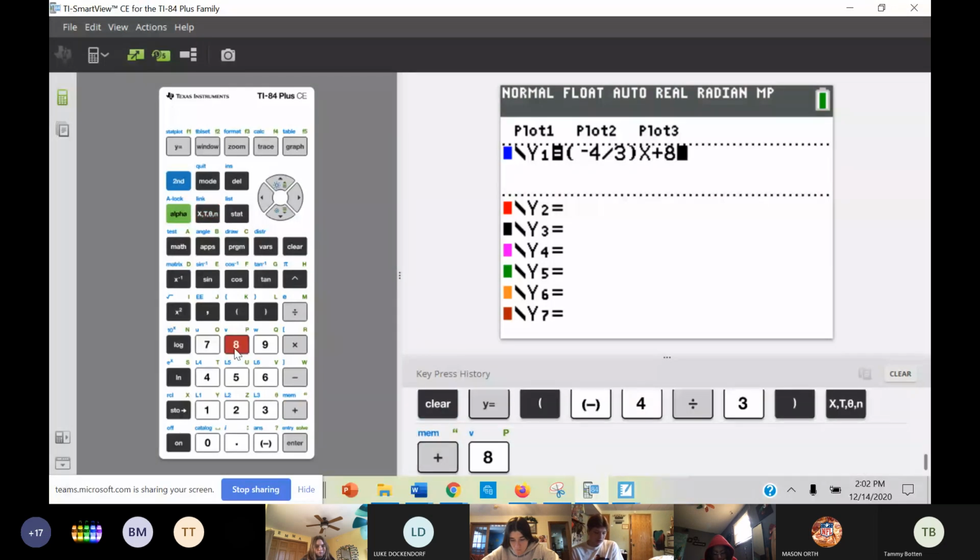And then just go +8. Now, one thing I should have said at the beginning: when you do your negative sign, make sure that you use the negative to the left of your enter key on the bottom right corner. Do not use your subtraction sign for a negative sign, or your graph won't work. If you did that, you can go back with your left arrow and make sure you used your negative sign.